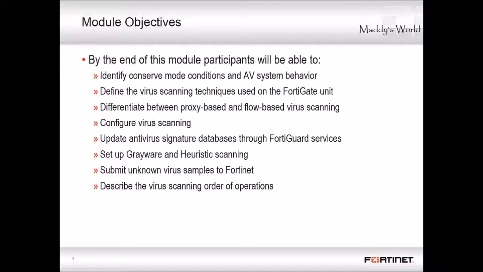By the end of this module, you should be able to identify various conserve mode conditions, define the scanning techniques used on a FortiGate, understand the differences between flow-based and proxy-based scanning, configure antivirus scanning, update the virus databases through FortiGuard, set up Grayware as well as heuristic scanning, submit an unknown virus sample to Fortinet, and describe the order of operations involved in virus scanning.